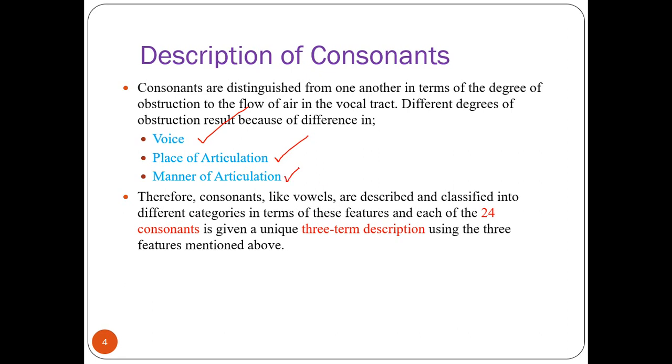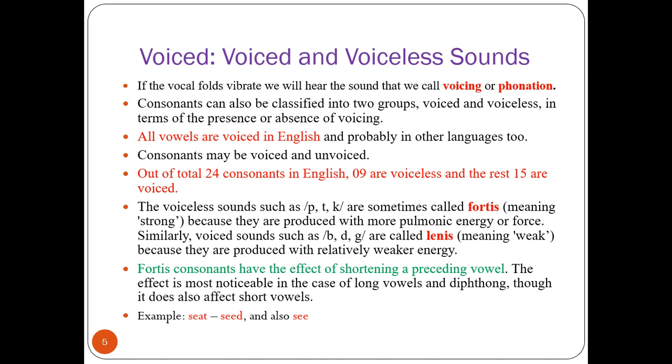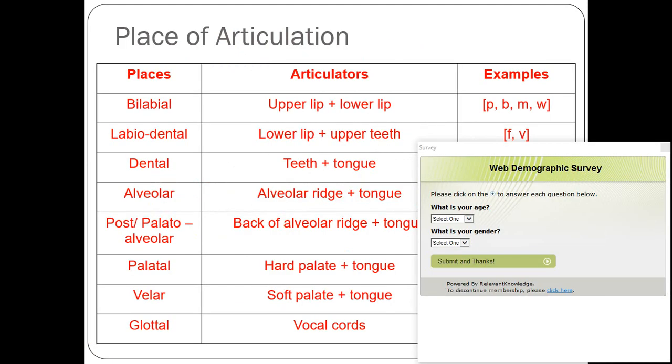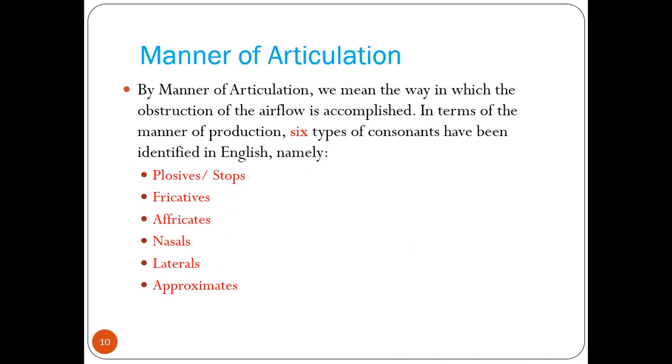Now we are dealing with manner of articulation, and what do we mean by manner of articulation? We mean the way in which the obstruction of the airflow is accomplished, how the stricture is formed in the oral cavity, in the vocal tract. So this is what we have.